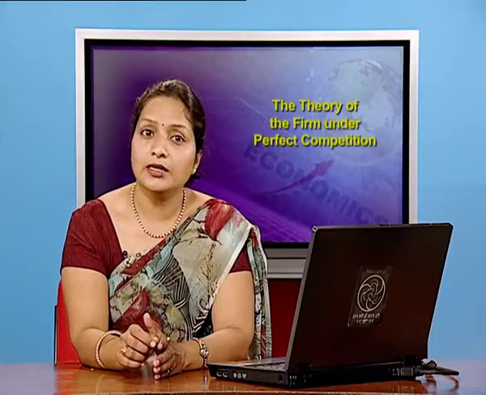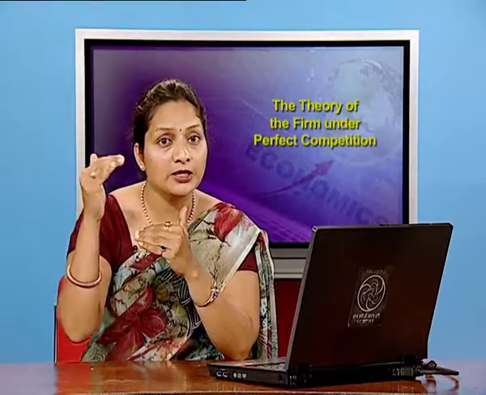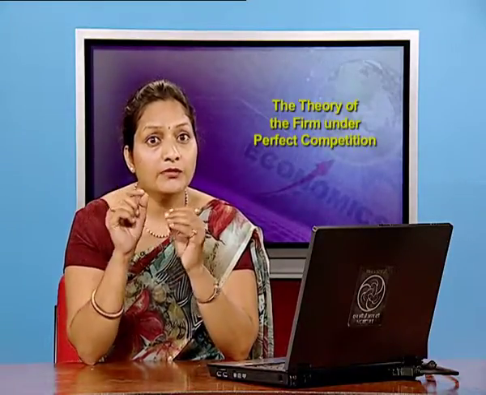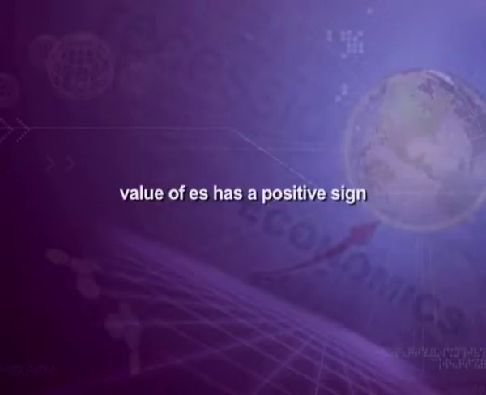Delta Q means the difference between the new quantity and old quantity, and delta P means the difference between the new price and the old price. Since as price increases, the quantity supplied also increases and vice versa, I mean to say, since there is a direct and positive relationship between quantity supplied and price, the value of elasticity of supply has a positive sign.